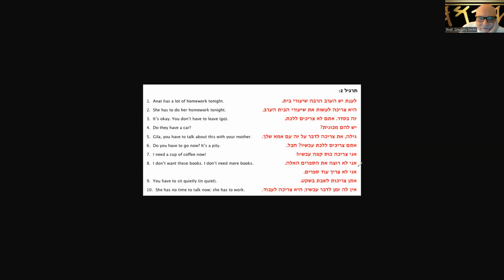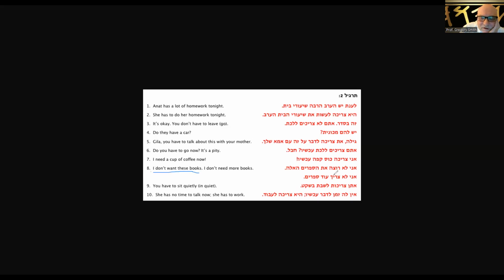Okay, so for the first one here, where it's "I don't want these books," they've got "ani lo rotse." That's right. It's "hasprim ha'ila." Okay, they put "hasparim ha'ila," so they put these books. So they're not using "ela," are they? They're just putting, in other words, what they're saying is "I don't need the books." They put it that way.